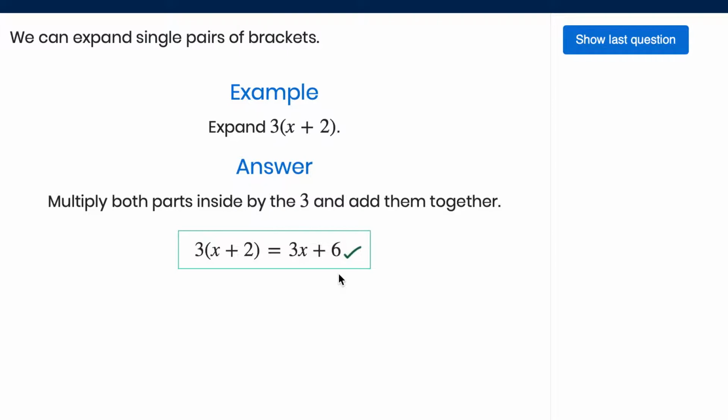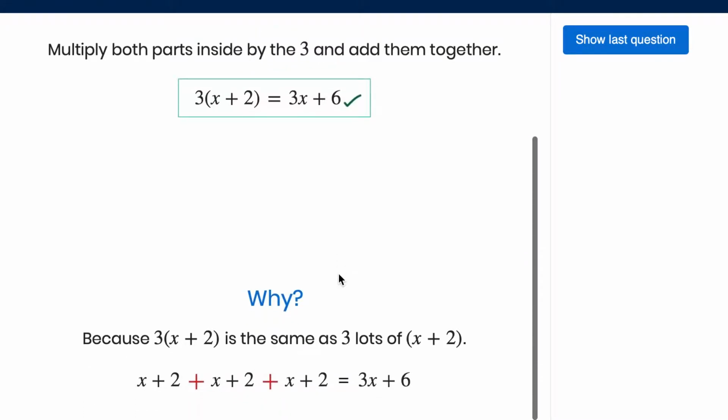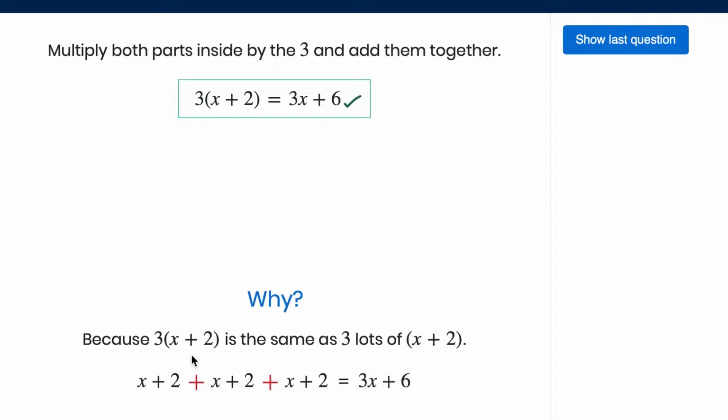Now you might be wondering why this method works, and that's because 3 times x plus 2 is the same as 3 lots of x plus 2. And if we write out 3 lots of x plus 2, we get x plus 2 plus x plus 2 plus x plus 2. And that comes to 3x plus 6, because x plus x plus x is 3x, and 2 plus 2 plus 2 equals 6. Please note that when you answer these questions, you don't need to write all of this down. Just the answer up here is enough to get all the marks.